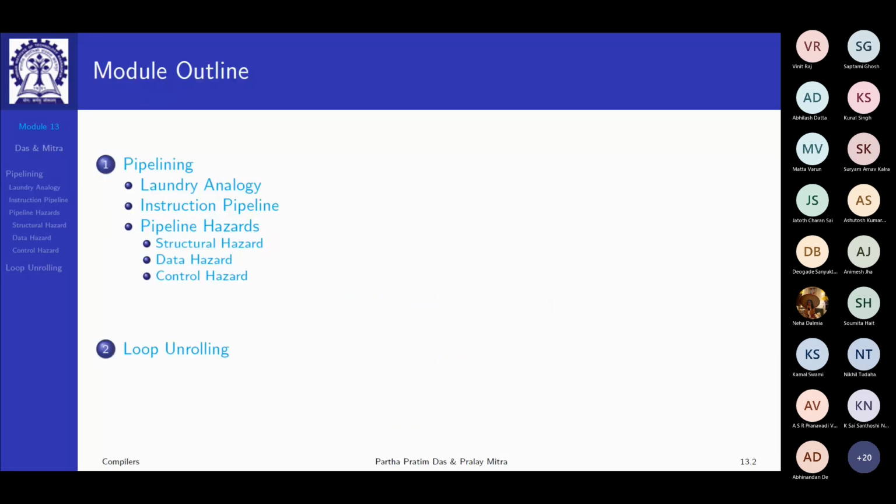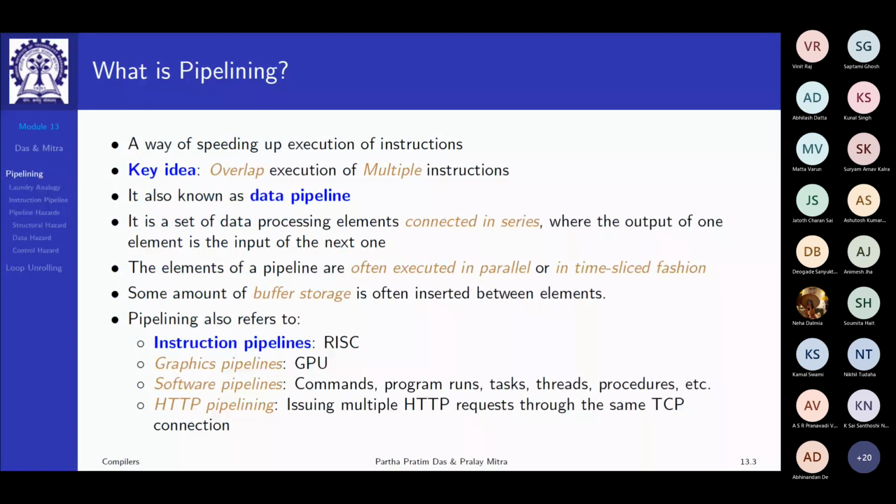And since we are doing it in the architecture course already, I will do just a quick round and try to highlight issues which need to be handled by the compiler for better optimization and in some cases for correctness actually. So as you know, pipelining is a way of speeding up execution of instructions where the key idea is to overlap execution of multiple instructions.